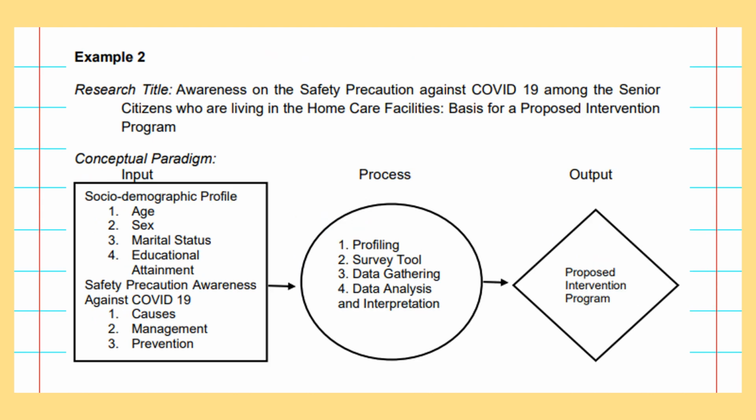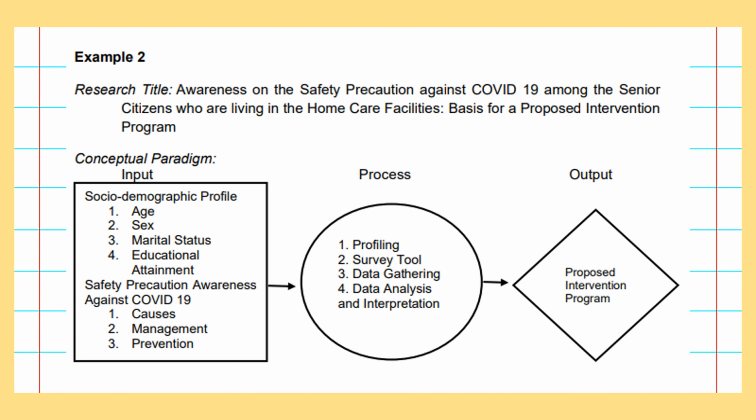Here's another example of the IPO model, this time based on the title Awareness of the Safety Precaution Against COVID-19 among the Senior Citizens Who Are Living in the Home Care Facilities, basis for a proposed intervention program. In this conceptual framework, the input is the baseline information about the respondents, such as the demographic profile, which includes age, sex, marital status, educational attainment, and the safety precaution awareness against COVID-19, such as causes, management, and prevention.